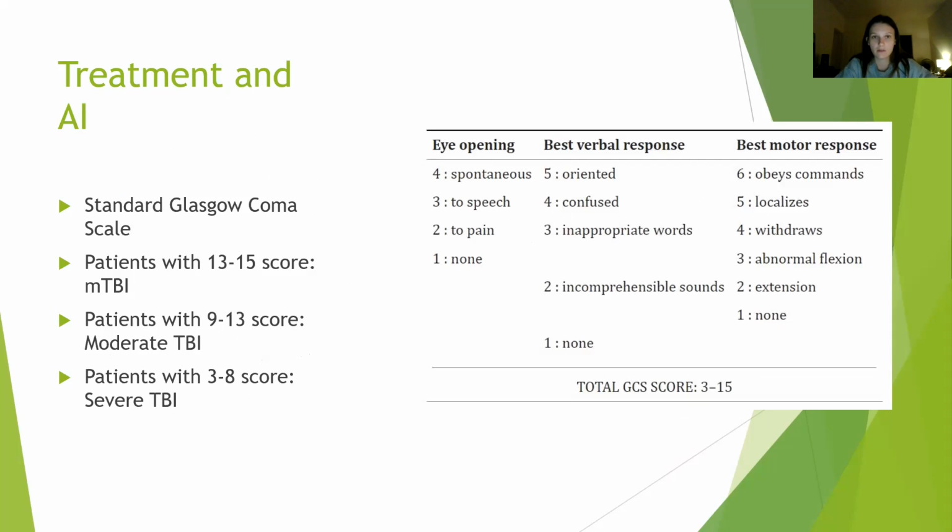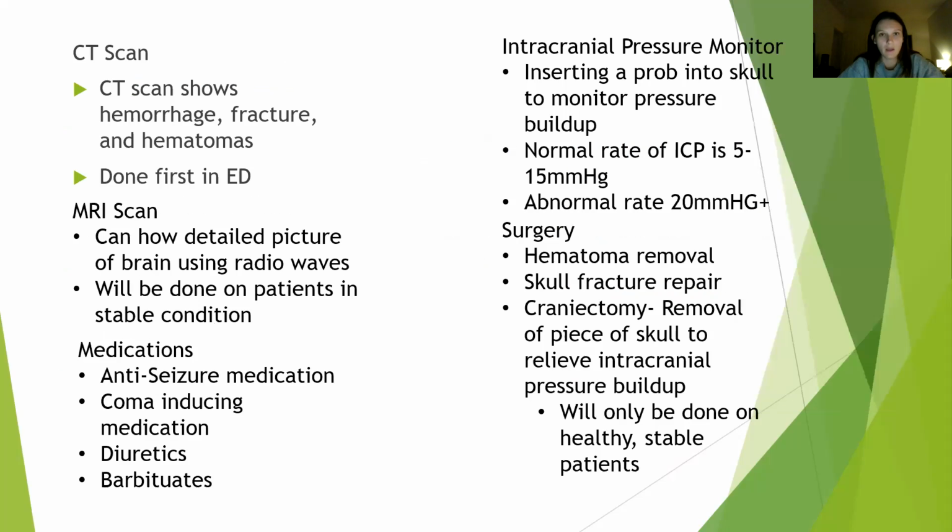So treatment of TBIs, especially when you go into the ED, they'll immediately use the standard Glasgow coma scale. And for this, the patients with the highest score will basically have the most mild TBI. With the lowest score, patients will have a severe TBI. Other diagnosis can be a CT scan, which is pretty much always done in the ER, especially if your coma score is super low.